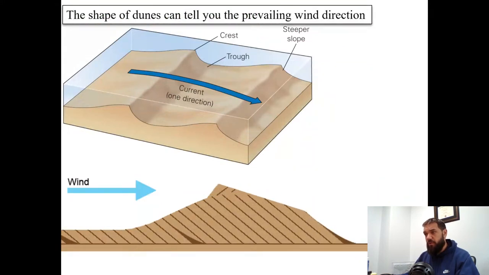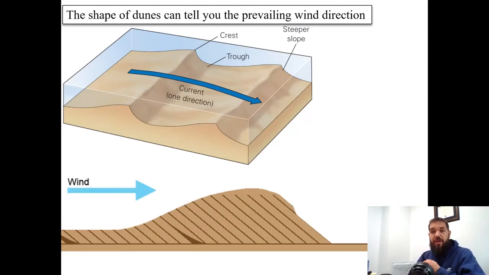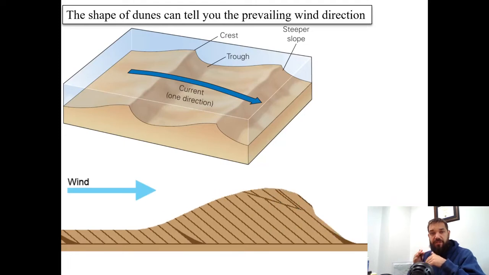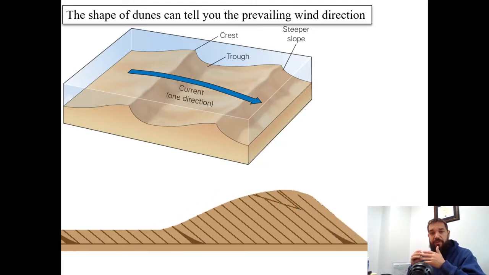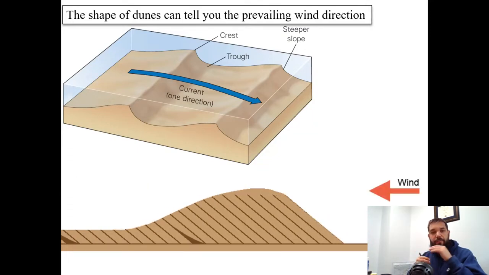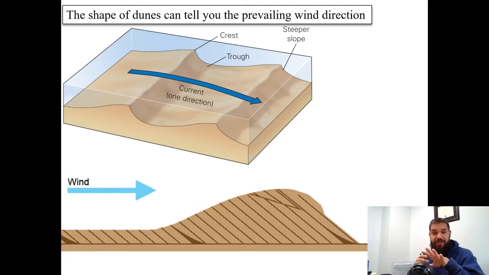One thing that's really cool about sand dunes is that, you might remember this from sedimentary structures, we can actually look at cross bedding in the rocks and figure out what the direction of the wind was at the time. So one thing you have to understand about sand dunes is that sand dunes are not stationary. They do not just sit there.